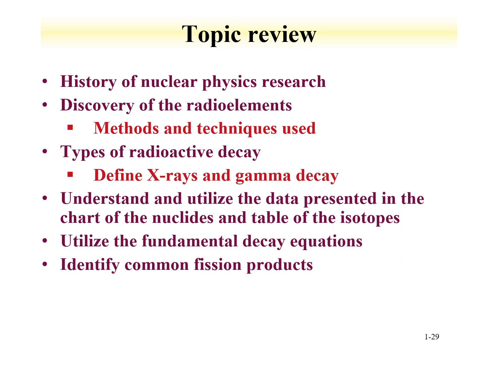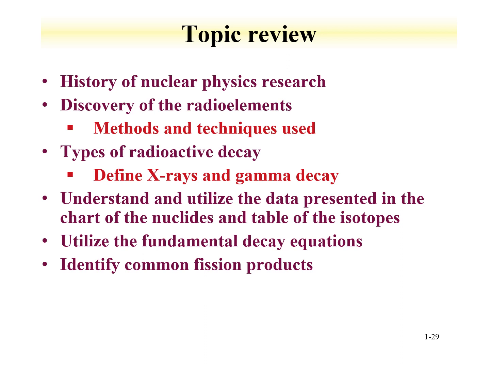Types of radioactive decay: alpha, beta, gamma, spontaneous fission, electron capture. We also discussed the difference between gamma rays and X-rays. We gave some examples of how to utilize the data presented in the chart of the nuclides and table of the isotopes. We talked and demonstrated some of the fundamental decay equations.